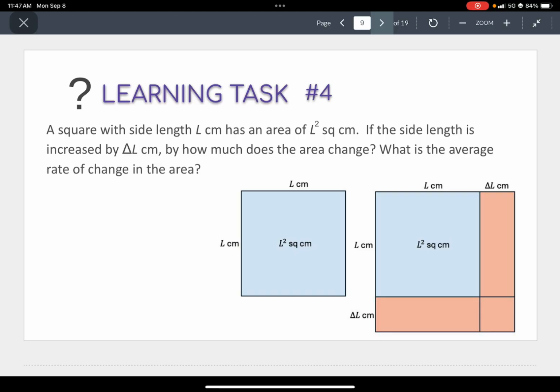Now we are using a variable to represent the side length, as well as a variable, delta L, to represent the change in the side length. The thought process is identical to what we've done on those prior learning tasks, except now we are doing the task more abstractly and solving every single possible square in one problem. Go ahead and pause the video here and work the learning task.